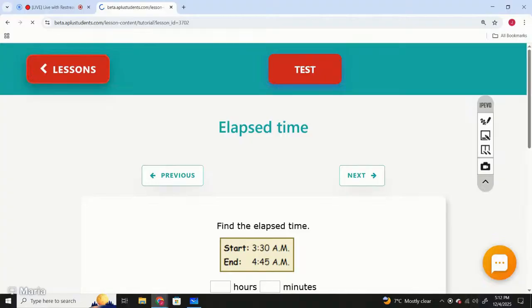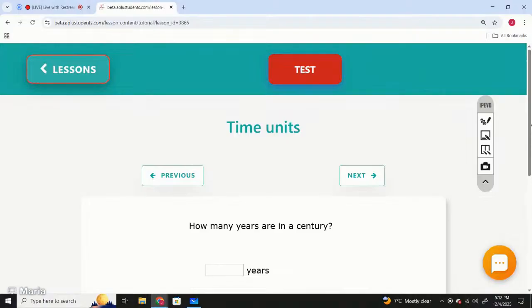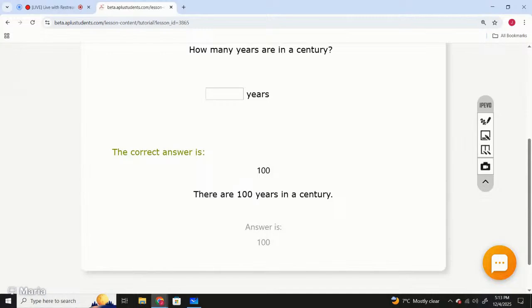The next lesson is time. How many years in a century? There are 100 years in a century.